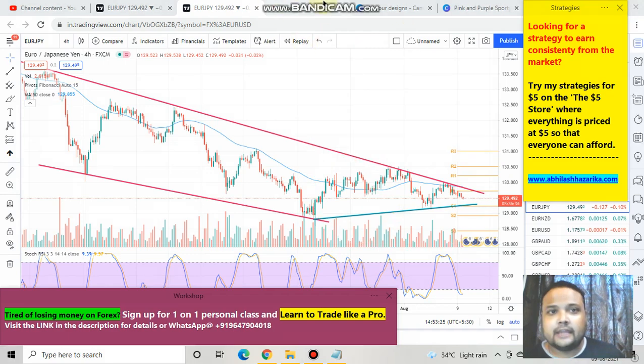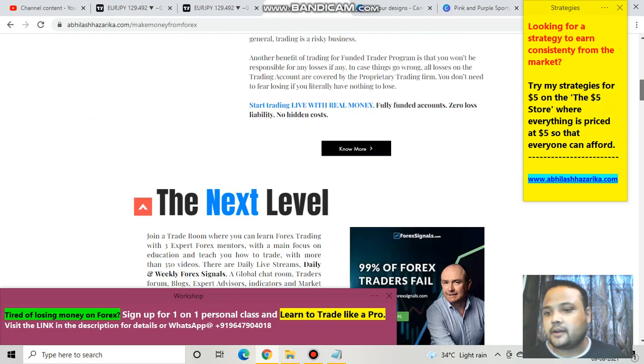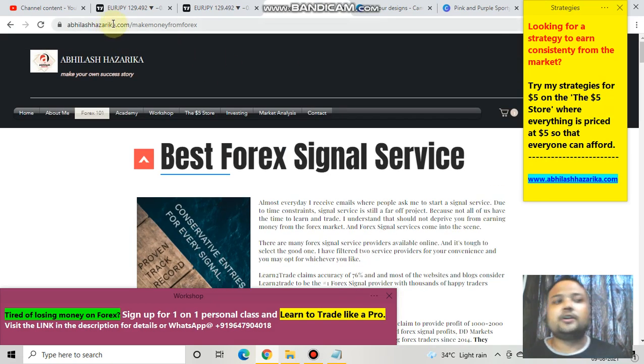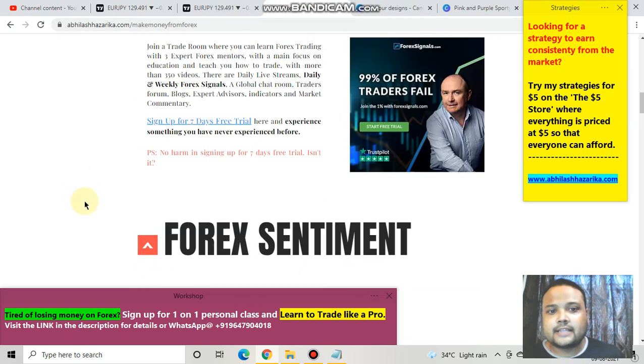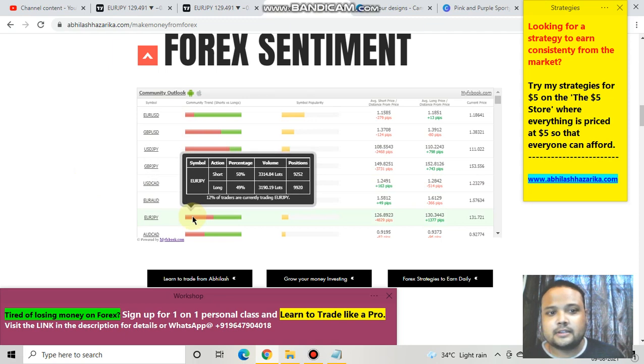And if we go to the forex sentiment meter here, you'll find the forex sentiment meter on my website avilashhazarika.com under the forex 101 section. The forex sentiment meter is also telling us the same story. 50% of retail traders think the market will be going down; they have taken short positions. On the other hand, 49% of retail traders have taken long positions, which means there is a 50-50 scenario going on between the retail traders also.